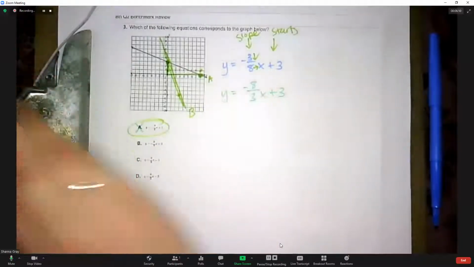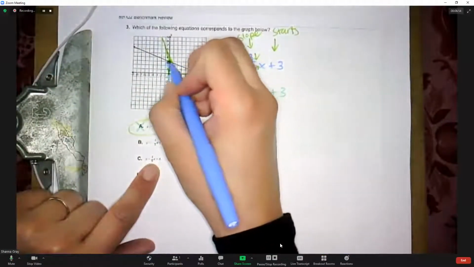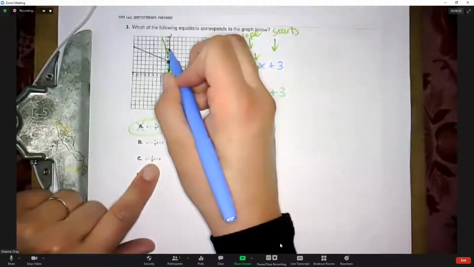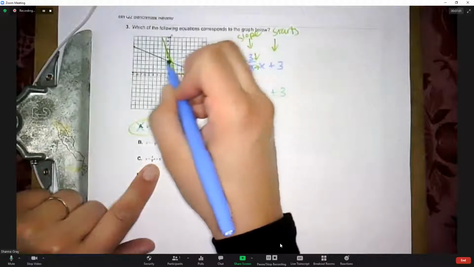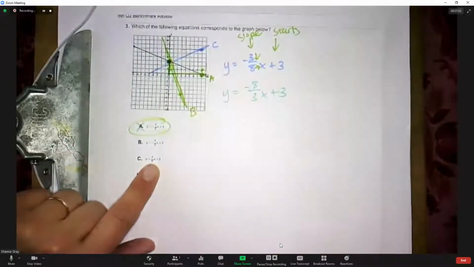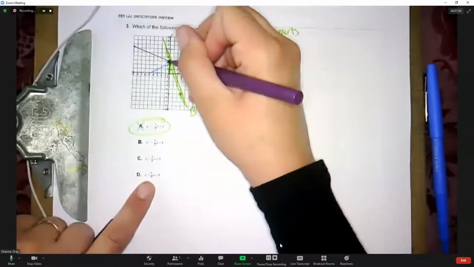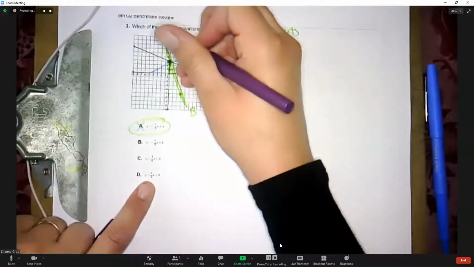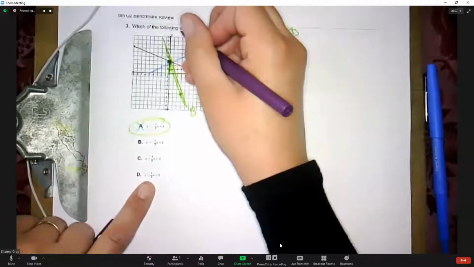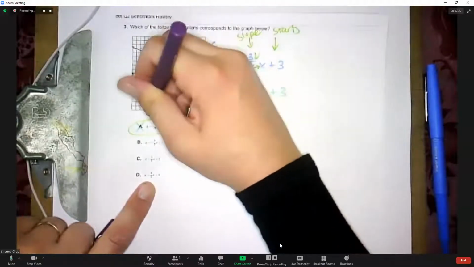If I wanted to look at C, C starts at a positive 3 again, but this time instead of going down, it goes up 3 over 8. So it'd be like the opposite direction. So it's C. And then D starts at 3, but it goes up 8. So I'd have to go off 1, 2, 3, 4, 5, 6, 7, 8 over 3. So it'd be like this very tilted line.